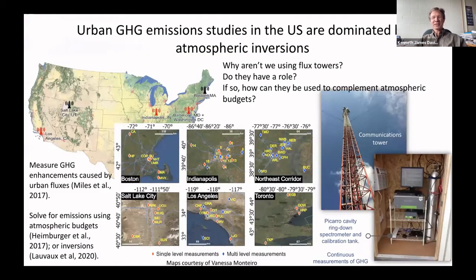So I'm going to start out just to introduce the topic. I've worked for a long time, both in the flux world and in this world of urban greenhouse gas inversions. And the inversion studies, this is a map of tower sites around 6 different cities in North America. These are all mole fraction measurements on communications towers. These are not flux towers.